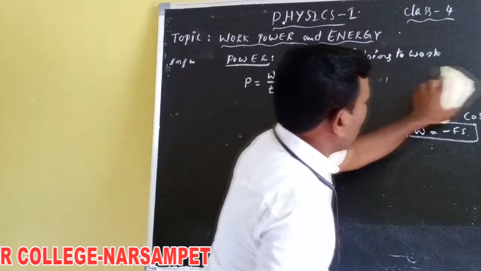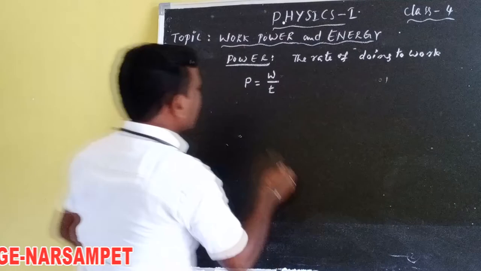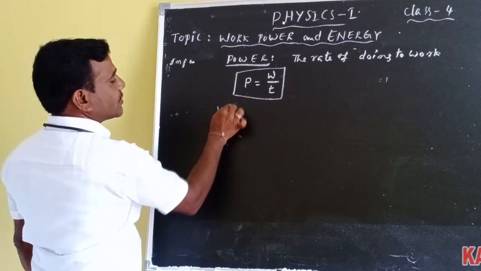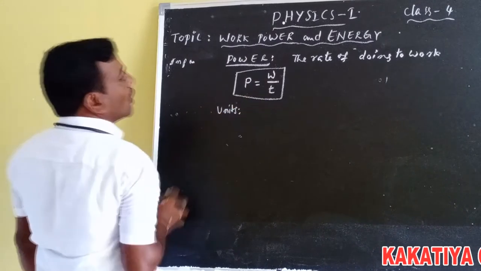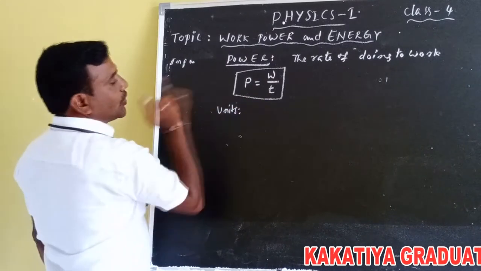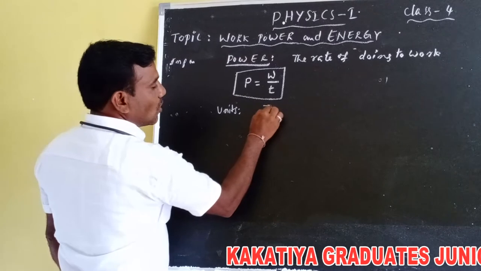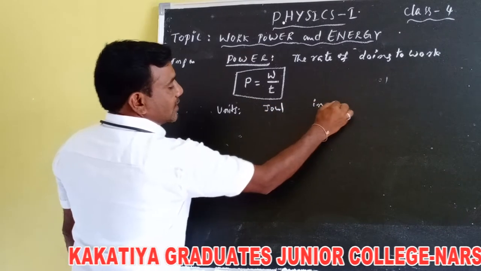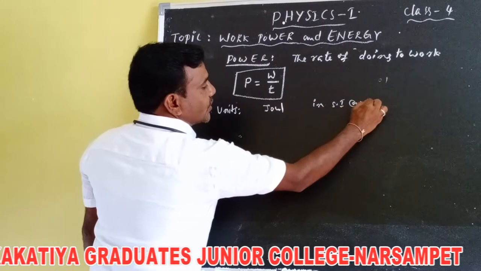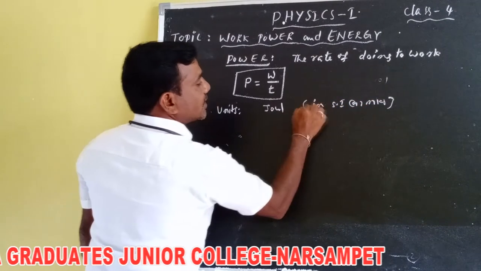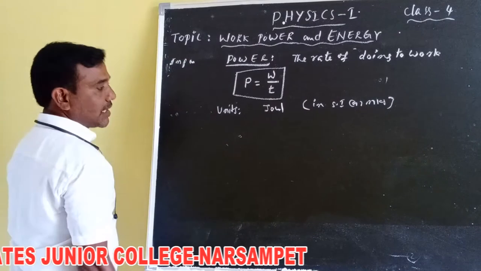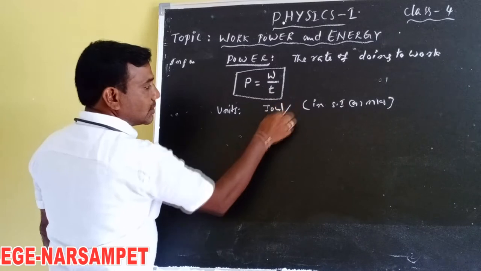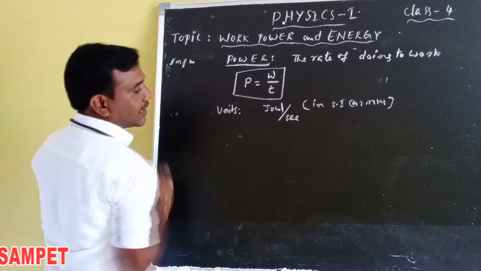Okay. Now, what about the units of power? From this equation, P is equal to W by T, now we can write the units. W we have already discussed. What are the units of work? Joule, in SI or MKS. Which type of units? Sorry, in MKS or SI, the unit is joule. And the time is in seconds, so joule per second.